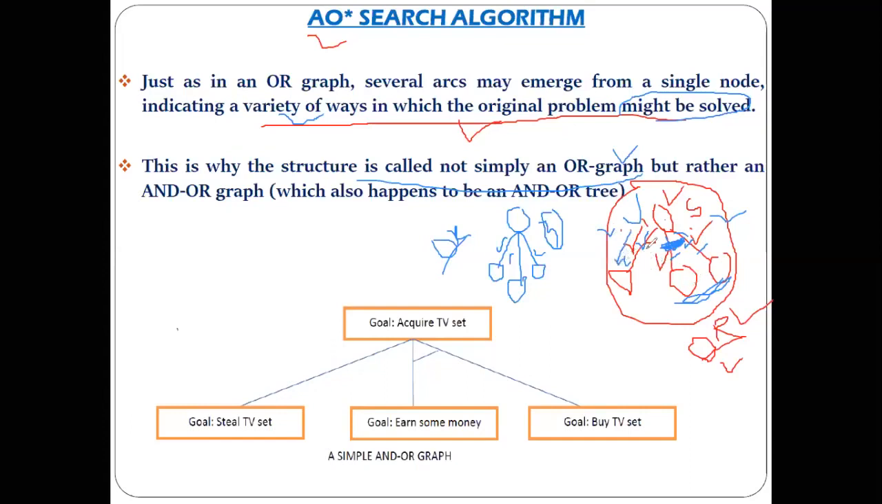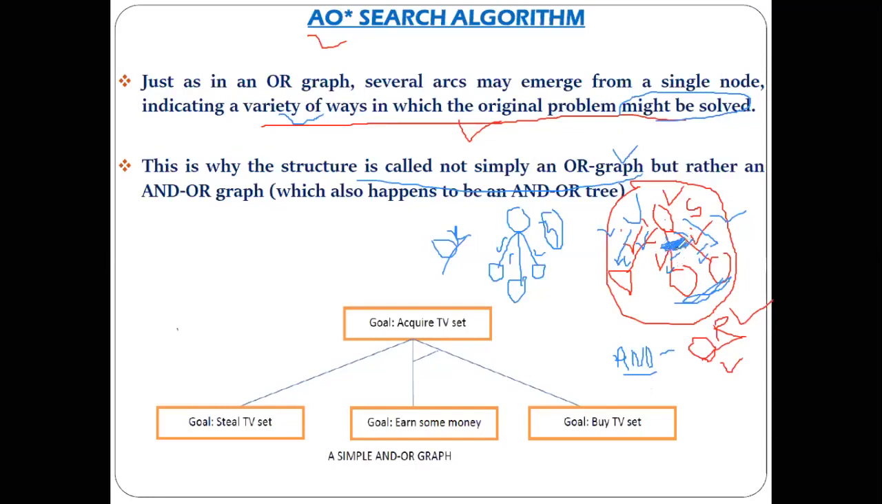Means if you want to reach the solution and you prefer this direction, you only have to go through the single arc. But if you choose this direction, you have to choose both of these arcs. You cannot choose this one single-handedly, or this one single-handedly. You have to choose both of them compulsorily. Correct? And that is nothing but the AND. This graph then becomes what? It becomes the AND OR graph. Correct?